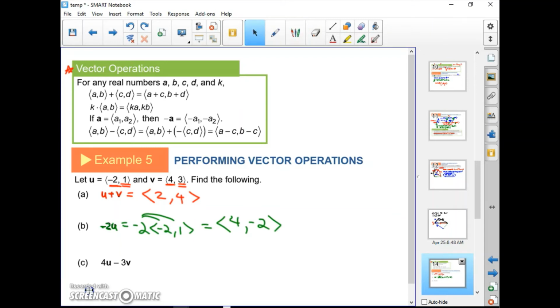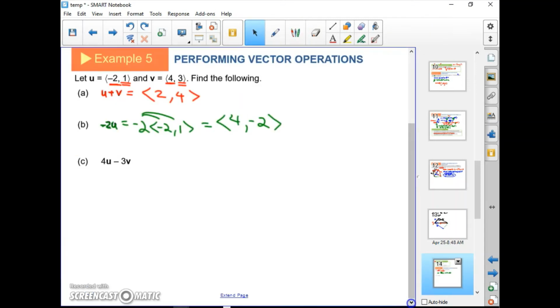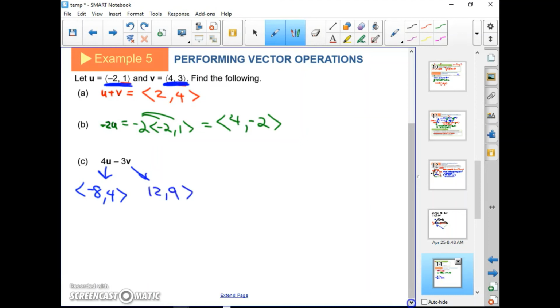Now the last one here is a little bit harder. Sometimes people mess that one up. It's got 2 steps to it, so make sure you do 2 steps. We've got 4u, and so do that in your head. Take that u and multiply it by 4. So 4 times that u is going to be negative 8, 4. And then we're going to do 3v. So take that v and multiply by 3, we've got 12, 9.